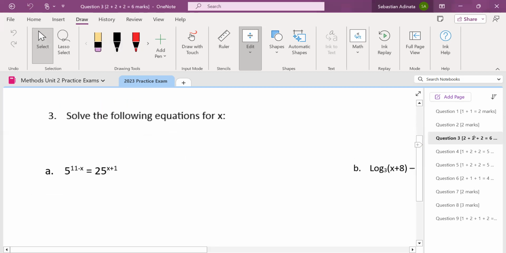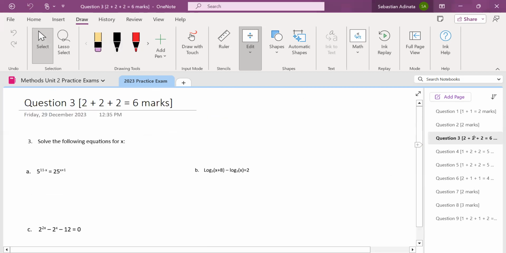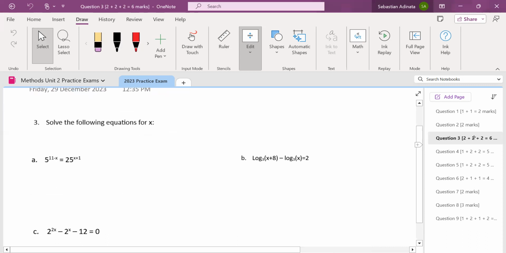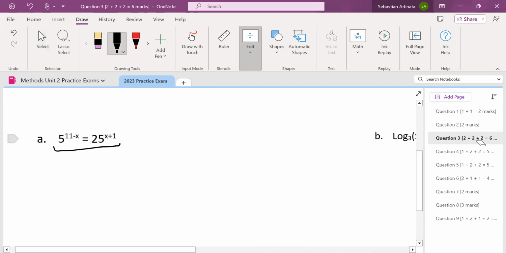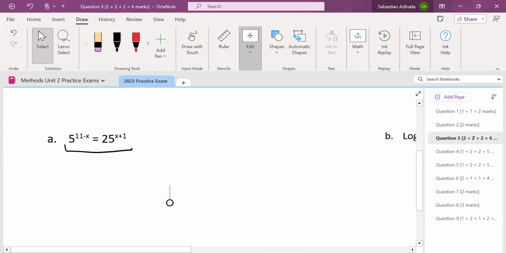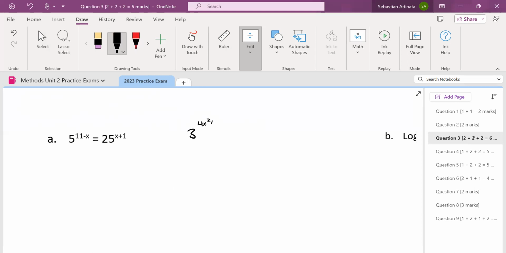Solve question 3. 3 parts, 2 marks each, meaning a little bit of working is required. Solve the following equation for x. Now, whenever we deal with indices, similar to how we want the bases to be the same, we want the base to be same. So we can have 3 to something disgusting equaling 3 to something also disgusting. But since they are the same base, we can make it easy for ourselves.